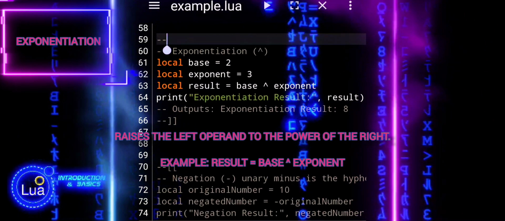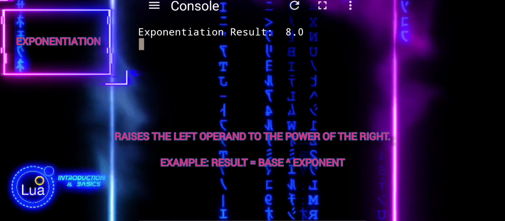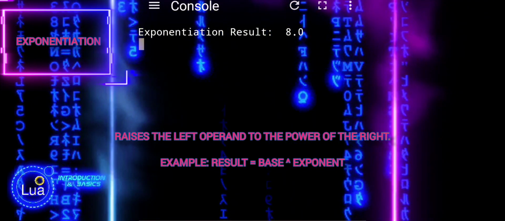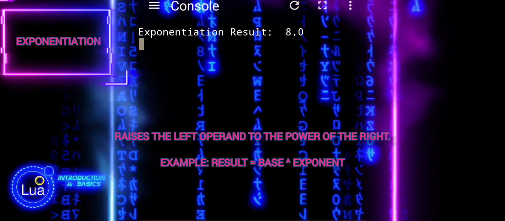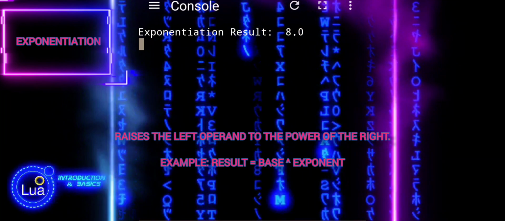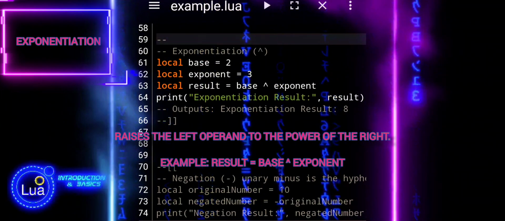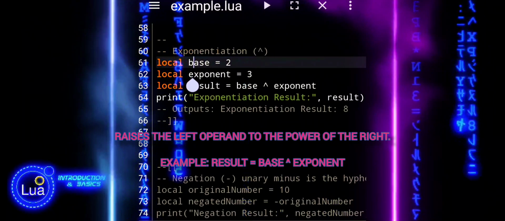Exponentiation, the power-packed operator often known as the caret or hat symbol, is Lua's gateway to magnifying numbers. It raises a base value to the power of an exponent, unleashing the potential for exponential growth.